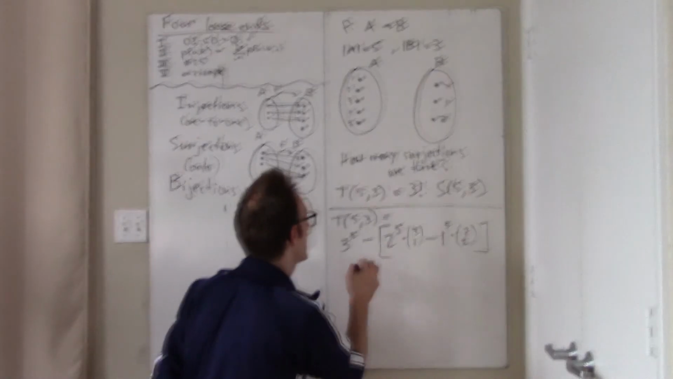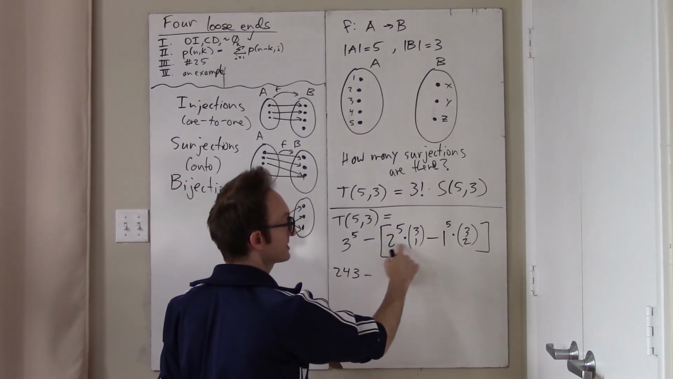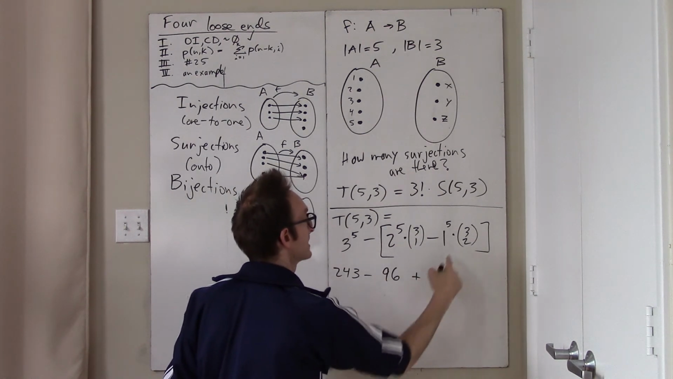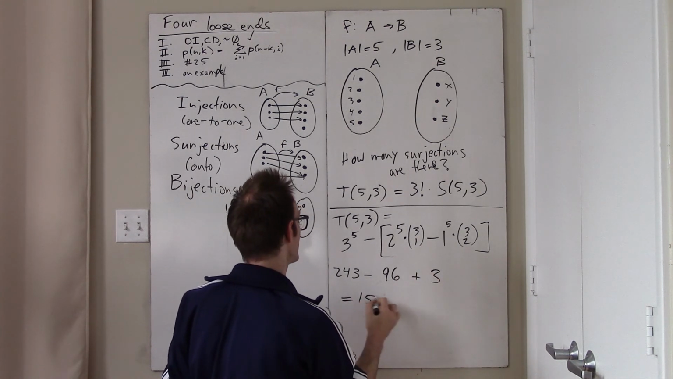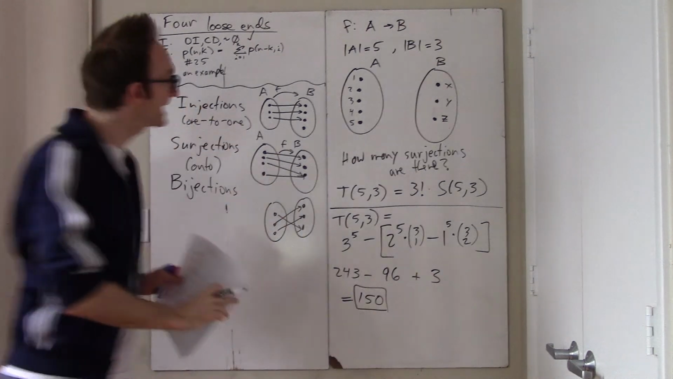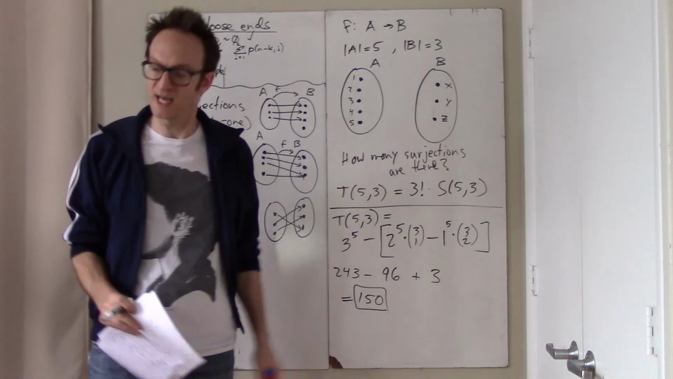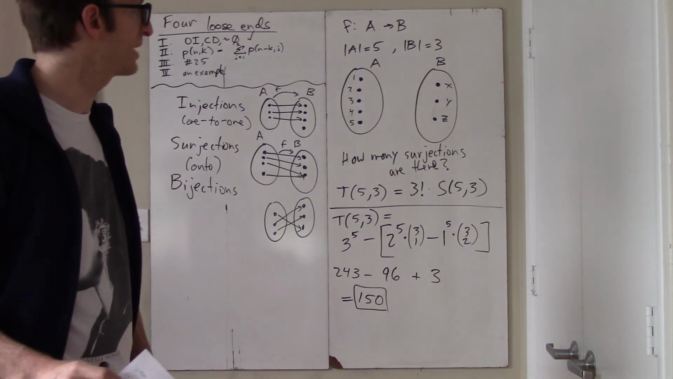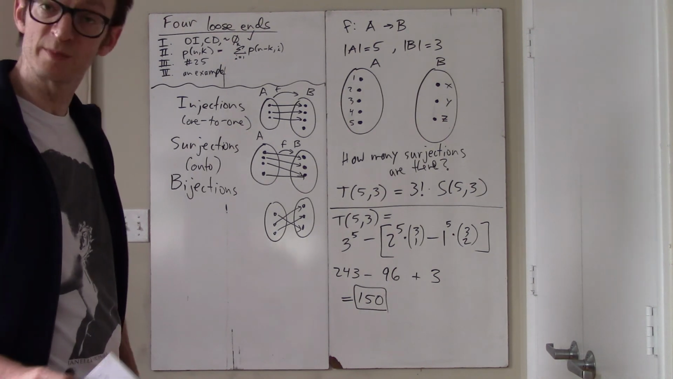If you now do this all out, you get 243 minus, this is 32 times 3, so that's 96, and now plus 3. So that's 243, and the answer is 150. So there are precisely 150 surjections from a set of size 5 to a set of size 3. This is a kind of basic counting problem that you can solve with Stirling numbers of the second kind.